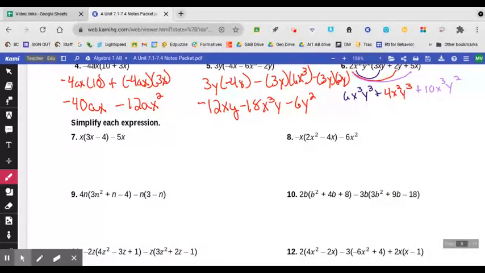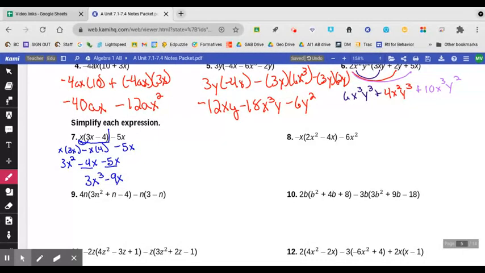Now for number 7, I want to emphasize that I'm distributing the x to what's in parentheses, not what's outside parentheses. So it's x times 3x minus x times 4, then minus 5x, because that's not in the parentheses. So this is 3x squared minus 4x minus 5x, and then combine like terms, which are negative 4x and negative 5x. So the final answer is 3x squared minus 9x.